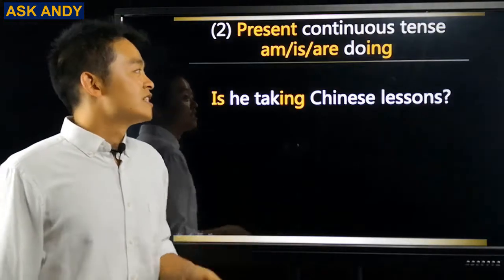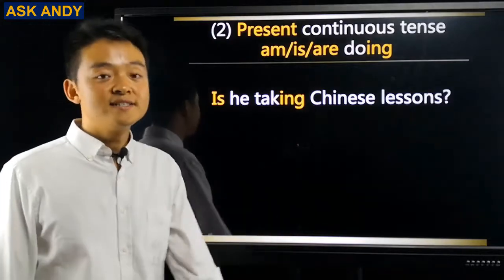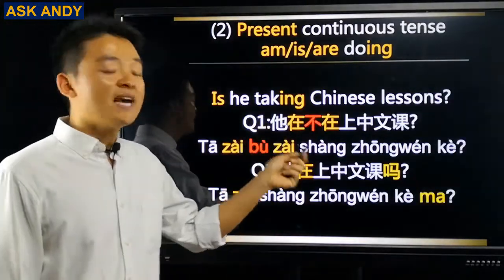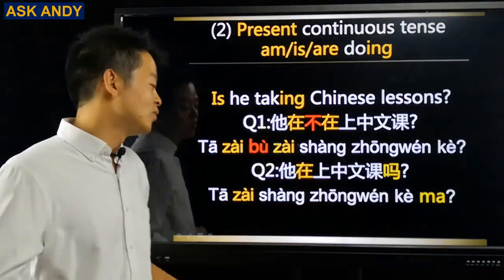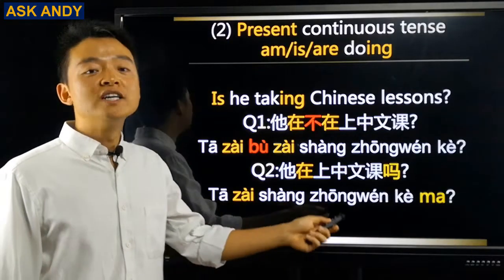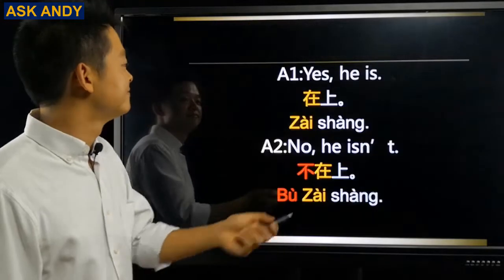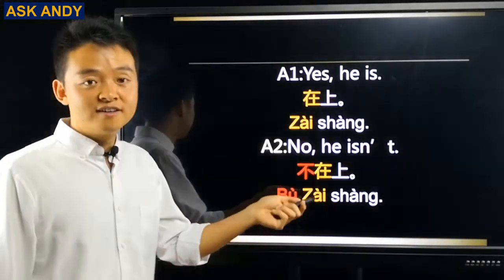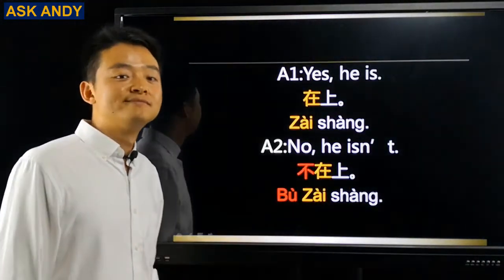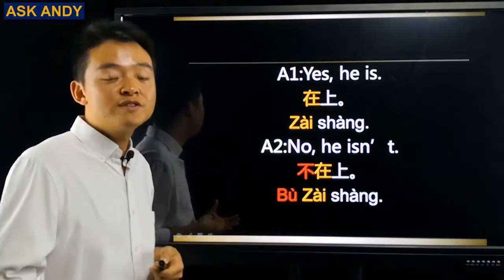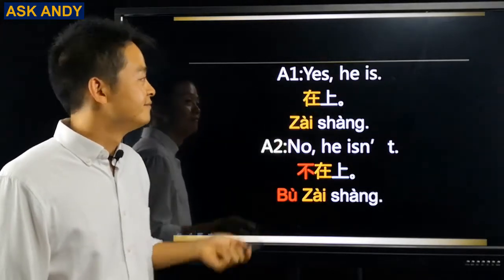Number 2, present continuous tense. Am, is, are doing. How do we ask a yes or no question? Is he taking Chinese lessons? What we do is 他在不在上中文课? Another one is 他在上中文课吗? How do we answer that question? Answer 1 is 在上. Answer 2 is 不在上. Again, you can see we just need to quote the verb and negate the verb. But for sure, we need this 在 to be there.